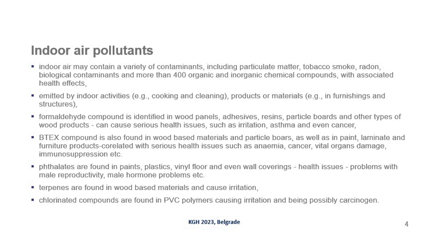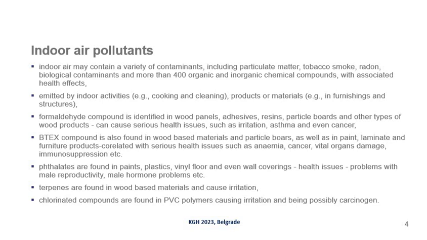The analysis which we carried out identified harmful compounds which correlate to certain groups of construction materials. Hence, the formaldehyde compound is identified in wood panels, adhesives, resins, particle boards, and other types of wood products. These can cause serious health issues such as irritation, asthma, and even worse. The BTEX compound is also found in wood-based materials and particle boards, as well as in paint, laminate, and furniture products. This compound is correlated with serious health issues such as anemia, damage of vital organs, cancer, and so on.